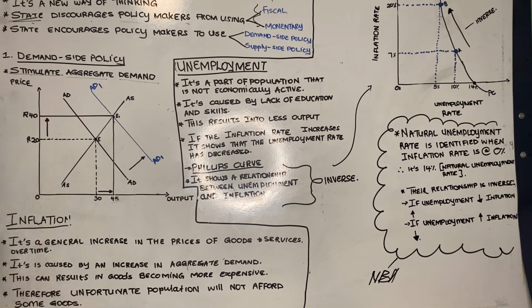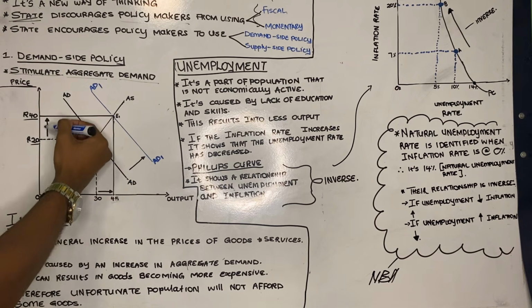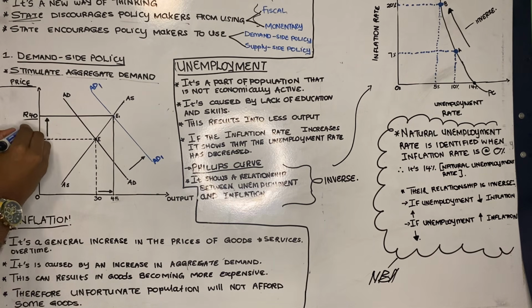Okay, so you will see the shift in prices. The prices have increased from 20 to 40 rands, right? So what do you call an increase in the prices of goods and services? The increase in the prices of goods and services is called what? Inflation. Right, so this is the first subheading that I need to deal with in this section. So now we have inflation.